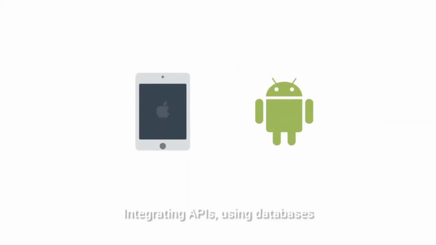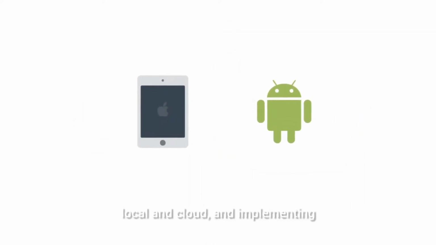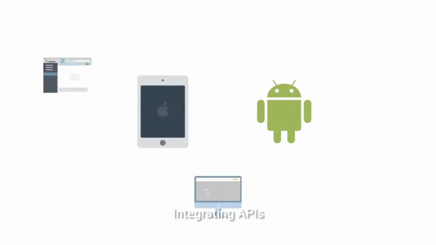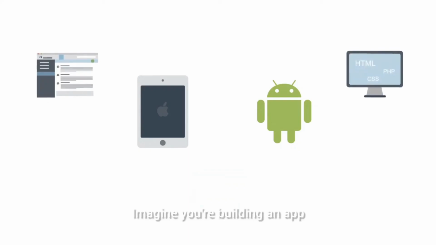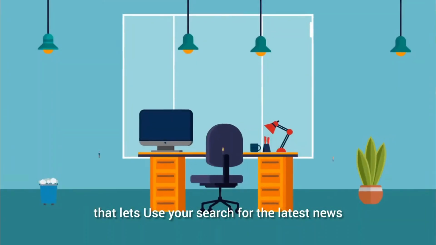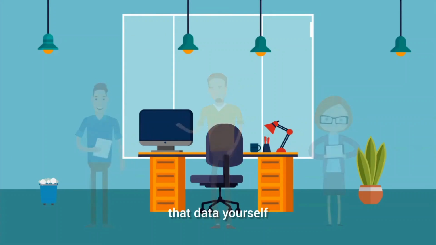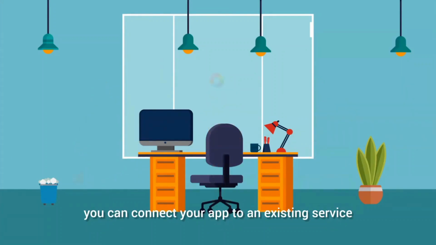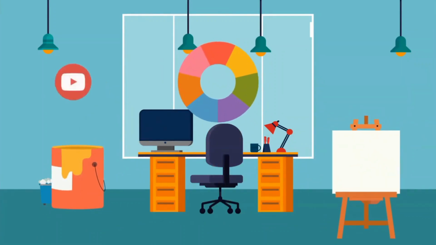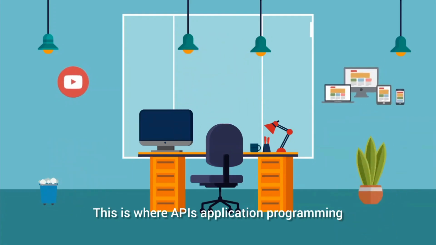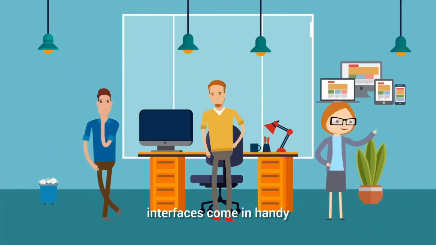Integrating APIs, using databases, local and cloud, and implementing authentication. Integrating APIs. Imagine you're building an app that needs to show the weather, or maybe an app that lets users search for the latest news. Instead of creating all that data yourself, you can connect your app to an existing service that provides it. This is where APIs, application programming interfaces, come in handy.